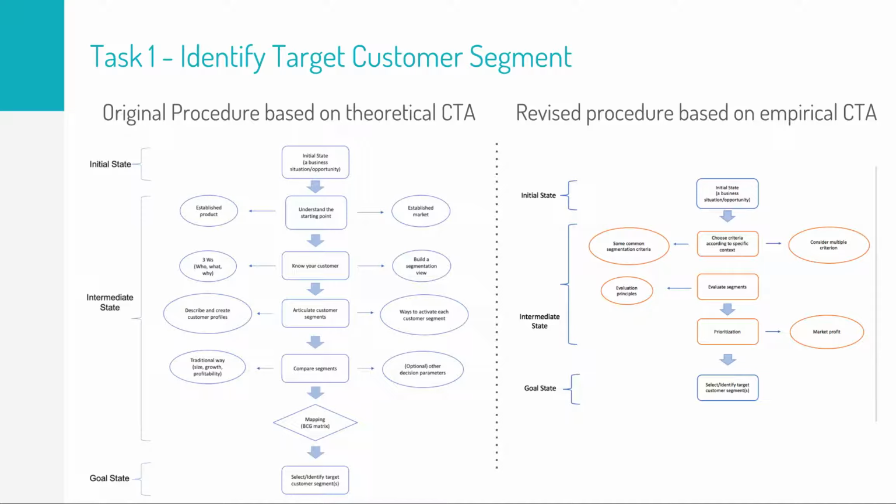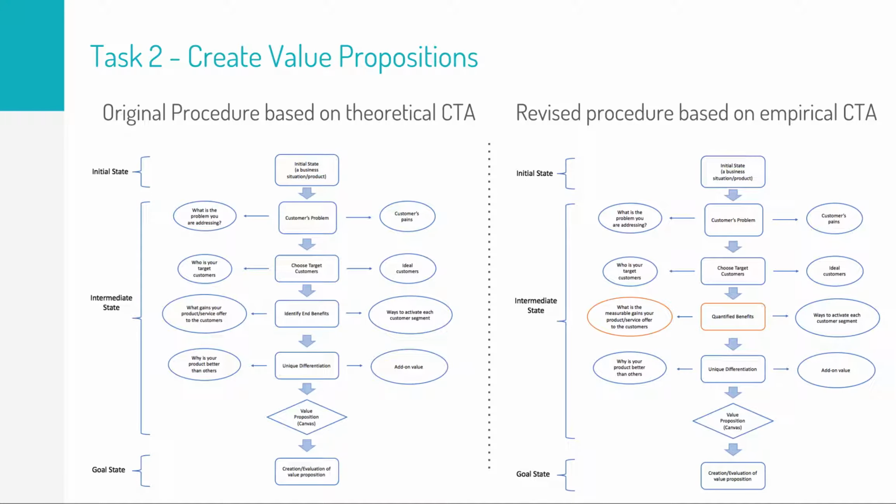We have 2 major tasks in our module. One is to identify target customer segment, and the other is to create value proposition. We use both theoretical and empirical CTA to help develop procedures to complete a task in our module. For each task, we first referred to some online courses, books, and articles to design our original procedure based on the theoretical CTA, then created a procedure map.